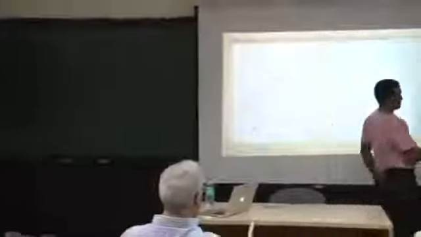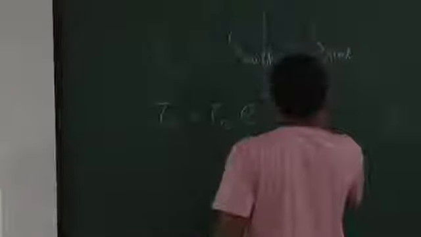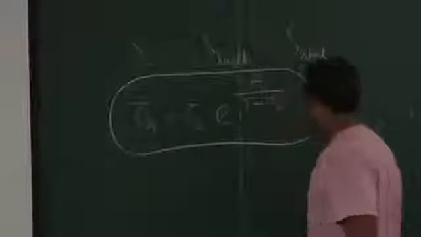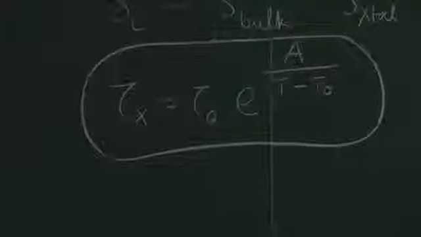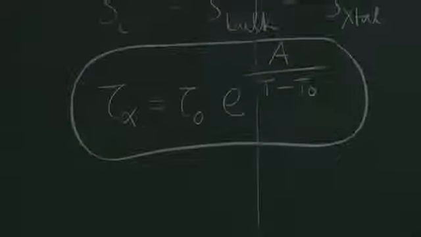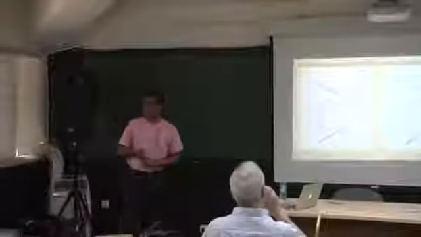VFT, I'll write it here, is this: tau alpha is tau naught e to the A over T minus T naught. This is what Ranjini also showed. If you fit your time scale data over a finite temperature range, you get some T naught which is non-zero, even if you do it for a model system where you know that T naught is 0. So Vogel-Fulcher always gives you an overestimate. Whatever divergence temperature you get, it cannot be worse than that.